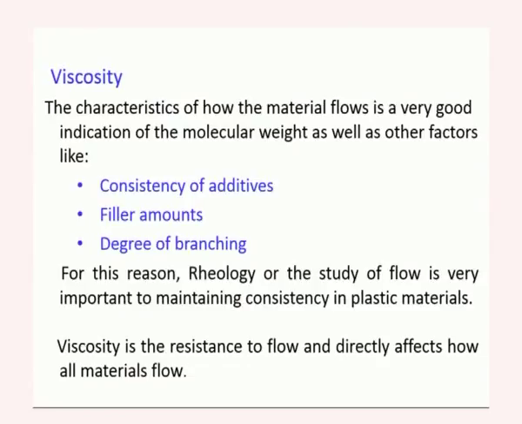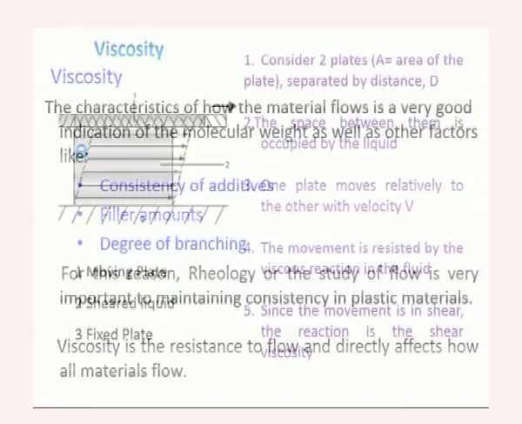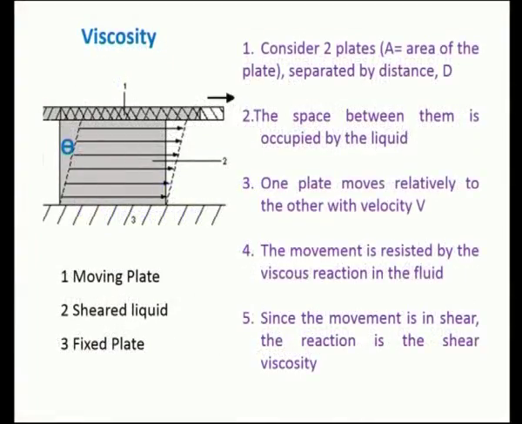The other factors include the consistency of additives, the filler amounts and the degree of branching. The degree of branching refers to the morphological structure. More branching generally reduces the tendency of the polymeric melts to flow easily. For these reasons, rheology, or the study of flow, is very important to maintain consistency in plastic materials. In simple terms, it is simply the resistance to flow, and it has a direct effect on how the material flows. Now, let us see with an example.